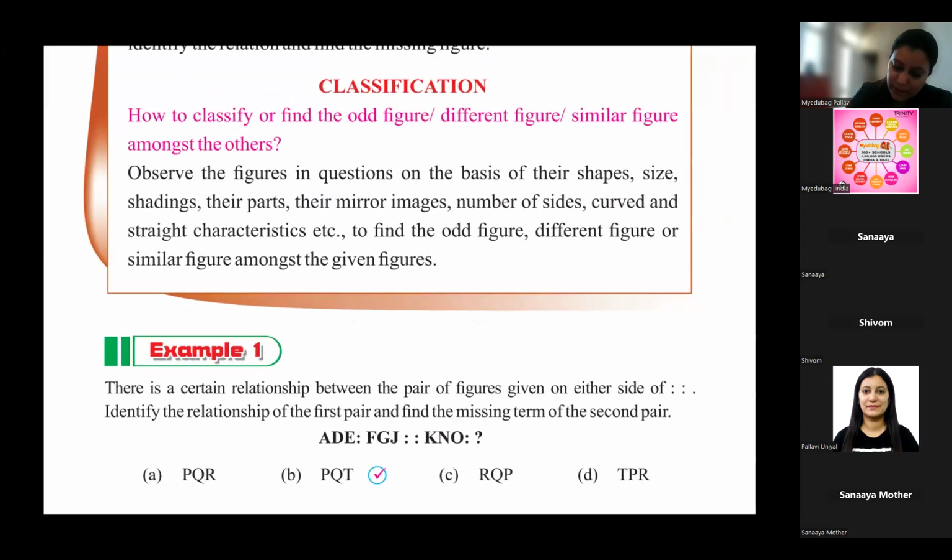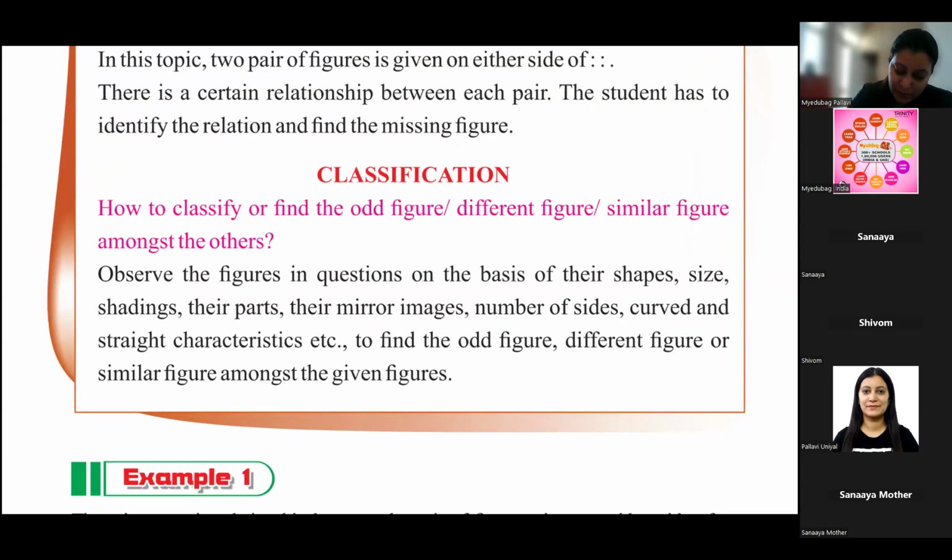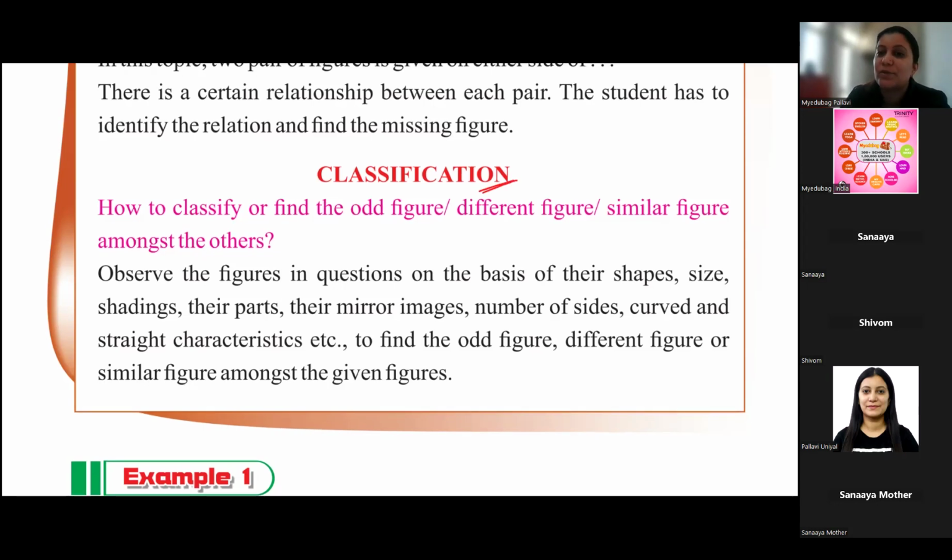Now let us come to classification quickly. In this type of question, we have to find the odd one out of the 4 options given to us. All of them except for one option will be similar in a particular way, sharing one common characteristic. So we have to find that one option which is different from the others. Classification can be based on numbers, words, or shapes also.